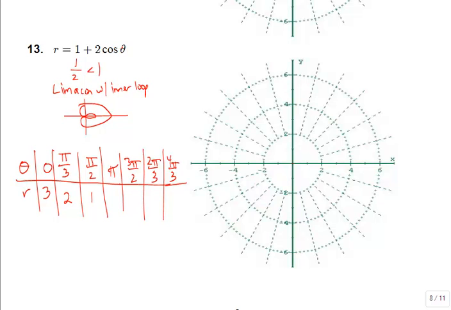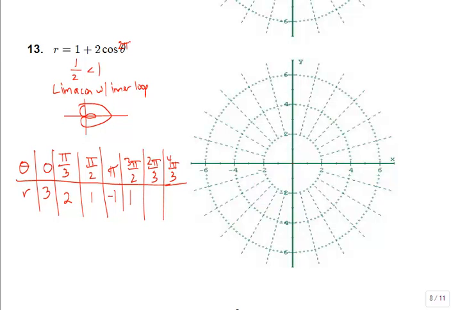Let's look at cosine of pi. Cosine of pi is negative 1 times that 2 makes it negative 2, plus the 1 out front makes this negative 1. Now let's look at 3 pi over 2. I like to look at all 4 of our major quadrant angles, so 0, pi over 2, pi, and 3 pi over 2 are always good to look at. 3 pi over 2, the cosine of that is 0 again, so 1 plus 0 is going to make this be 1. And then let's look at a couple more of those pi over 3 angles.